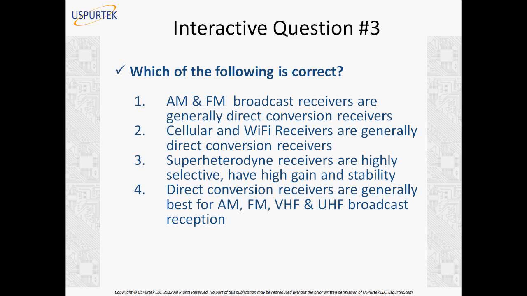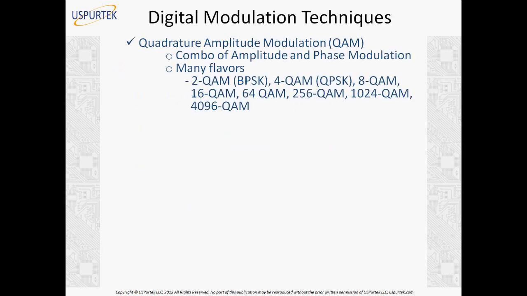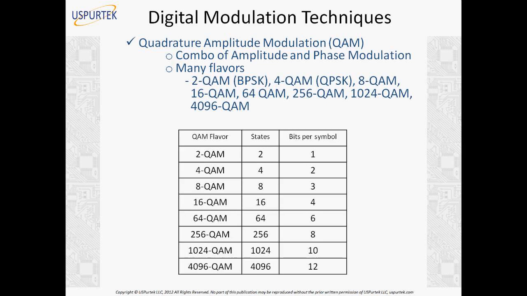Now let's move on to the topic of interest to us, quadrature amplitude modulation. This is why we call it QAM. Quadrature means it's a phase difference of 90 degrees between the two signals. Then we also use the amplitude of the signals to determine the modulation state. Since it's a combination of amplitude and phase modulation, it has many flavors.